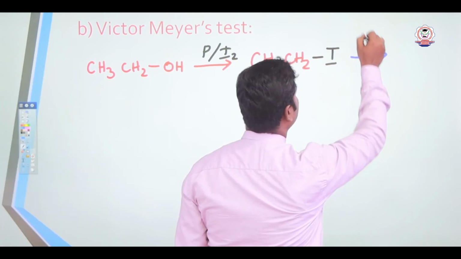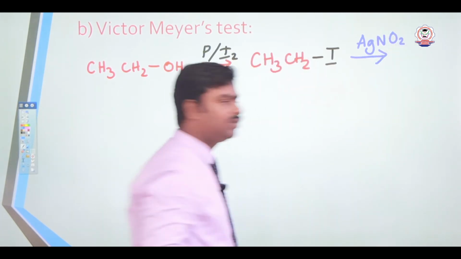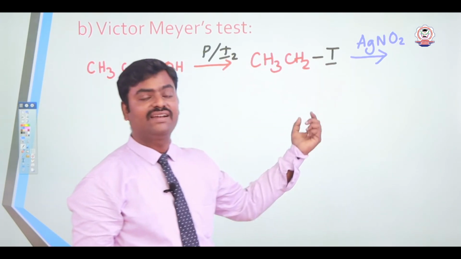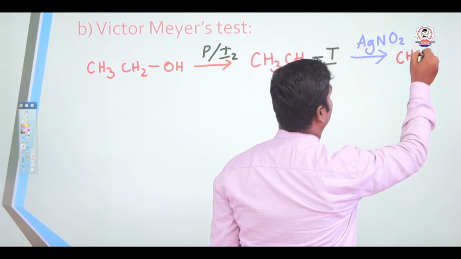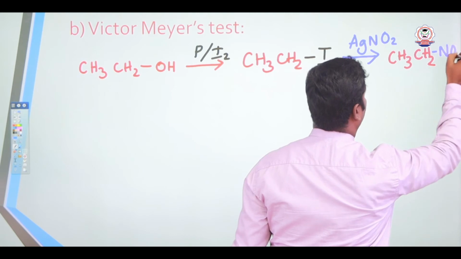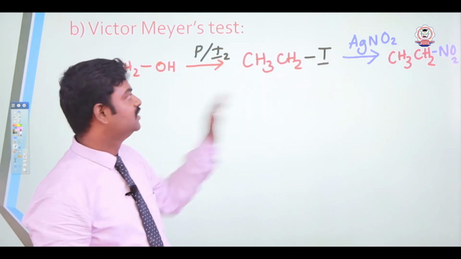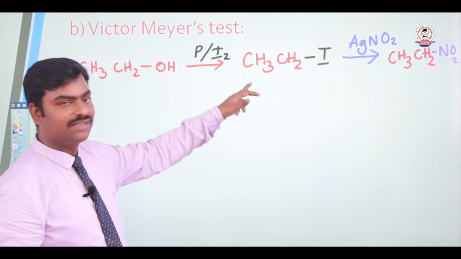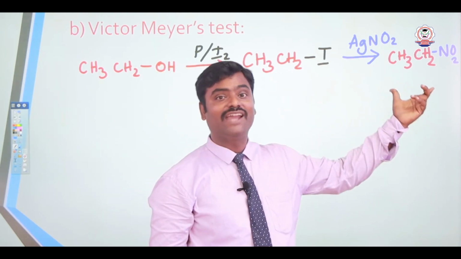Next one, AgNO2. So AgNO2 is also a nucleophilic substituting agent. Here the NO2 group can replace iodine and you will get the molecule CH3, CH2, NO2. The nitro group is substituted now instead of iodine. So we are doing a series of substitution reactions. One is iodine substitution, next one is nitro group substitution. So we are getting nitroethane.